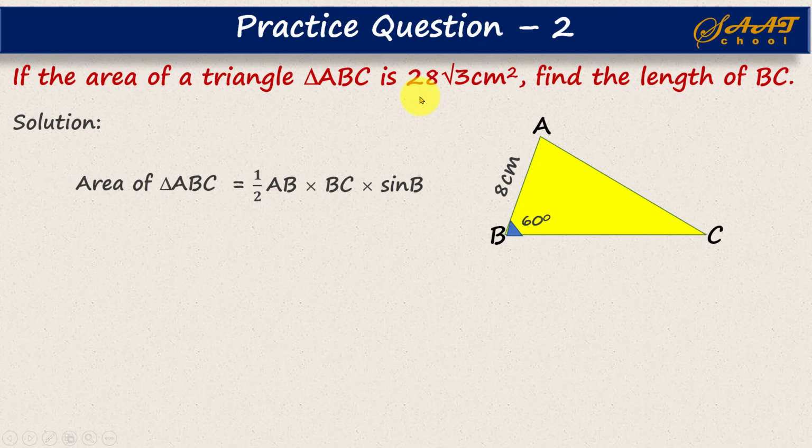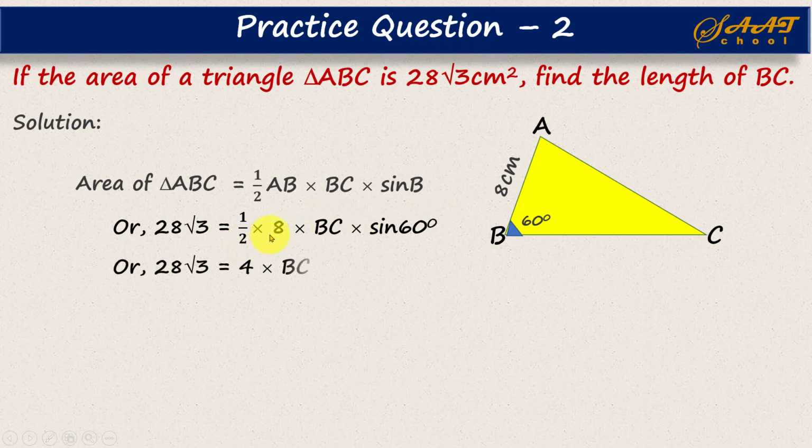Now the area of the triangle is 28 square root of 3 and AB is given, which is 8. So this is 8. BC is unknown and we now have to put in the value of sin 60. So you can cancel this 2 and 8, and this is 4. Now this sin 60 is root 3 by 2, and then you can cancel this root 3 and this root 3. You can cancel this 2 and 4. So finally we get 28 equals 2 BC.